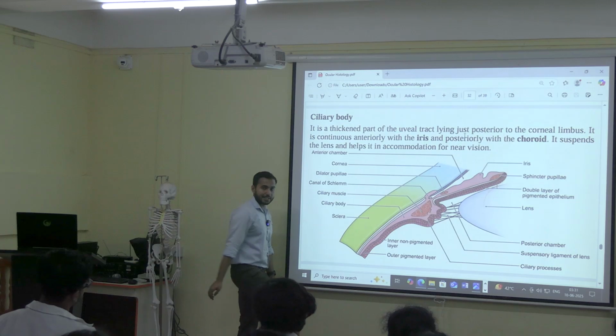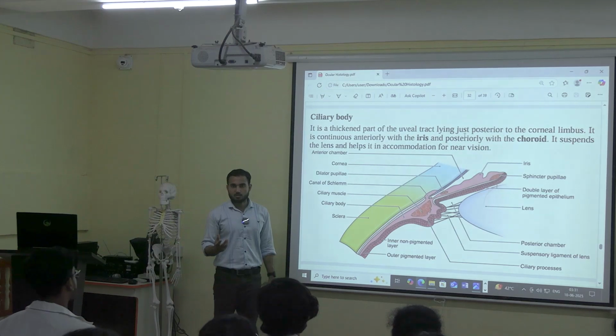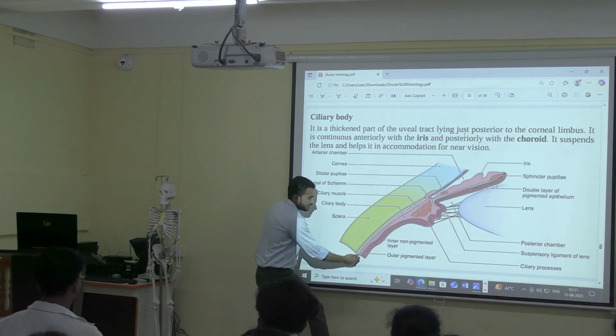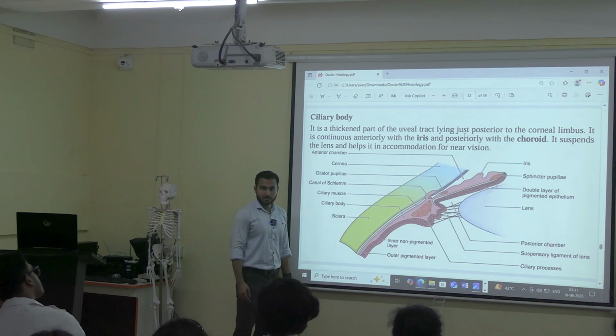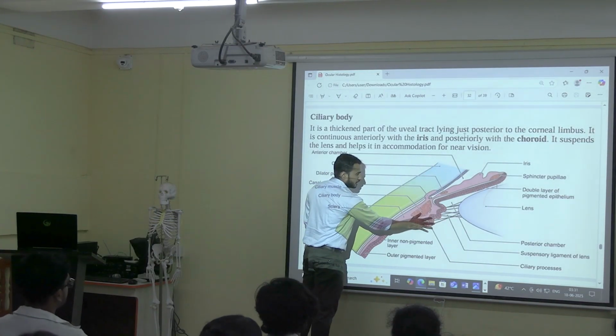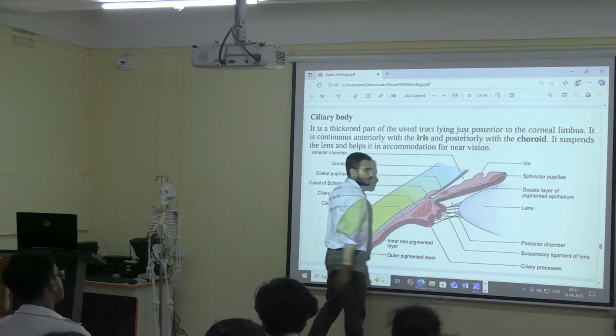Now we are in the second layer. What is there in the second layer? The second layer is the vascular layer. In the vascular layer, first here we got the choroid. Now if you go to the anterior aspect, this is the ciliary body. Now we have to discuss the ciliary body, and then the iris.